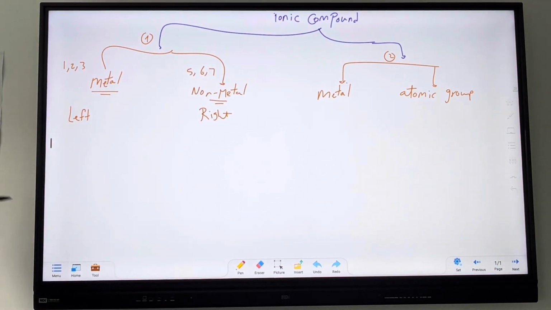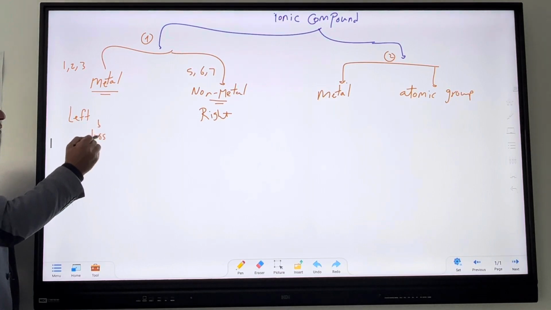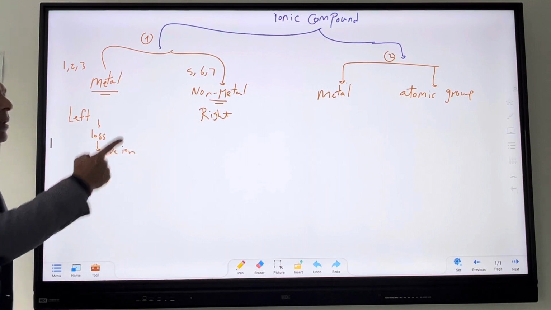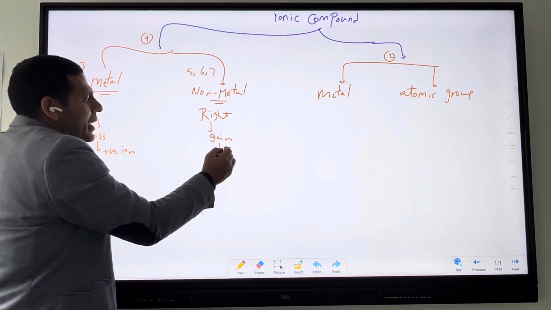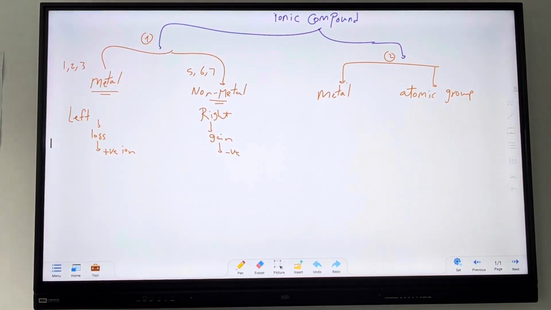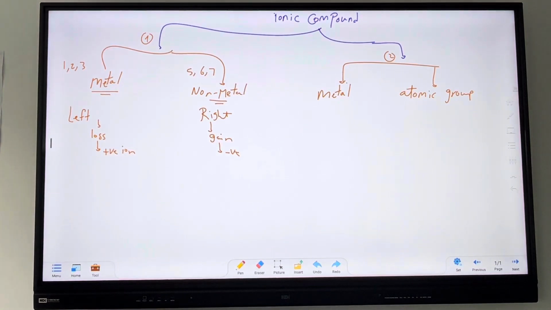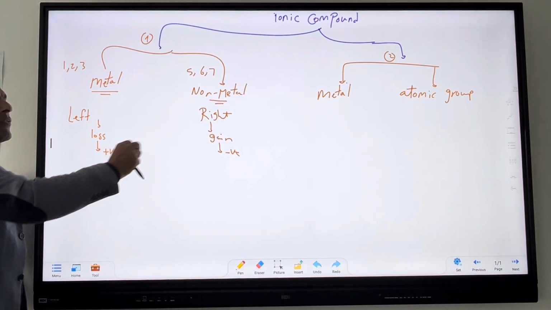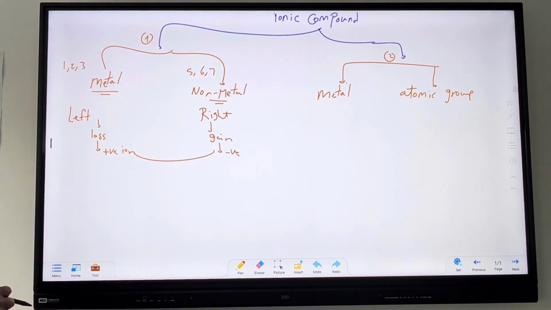It is very important to know that the metal loses electrons and changes into a positive ion. And the non-metal must gain electrons and become negative. By having the positive ion and the negative ion, we can form the ionic compound, which is basically the attraction force between the positive ion and the negative ion.